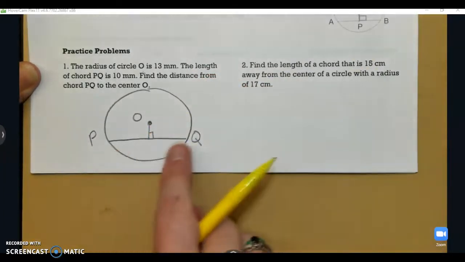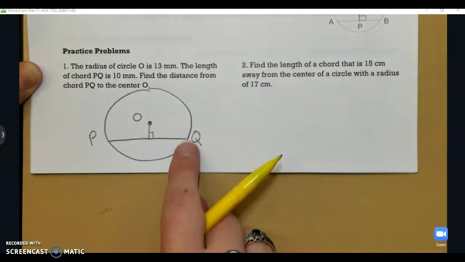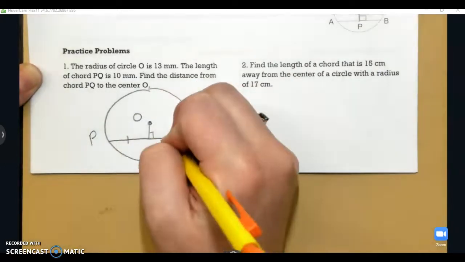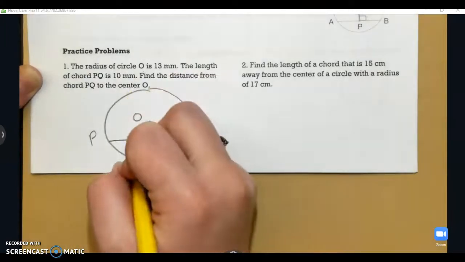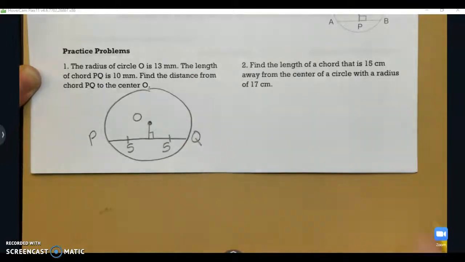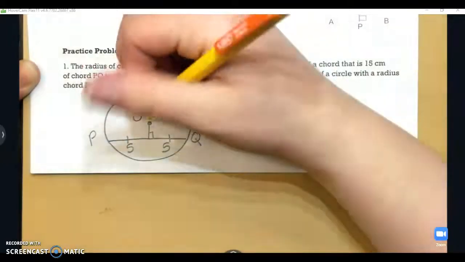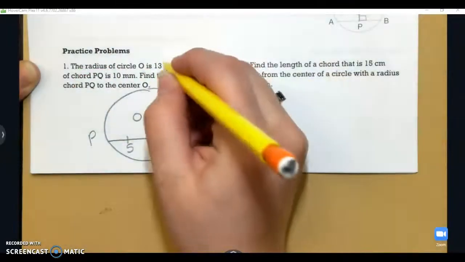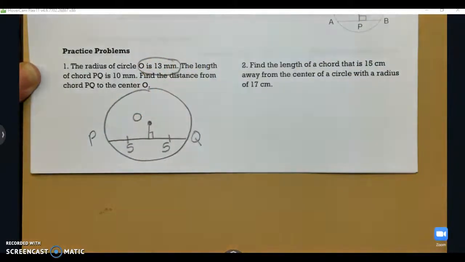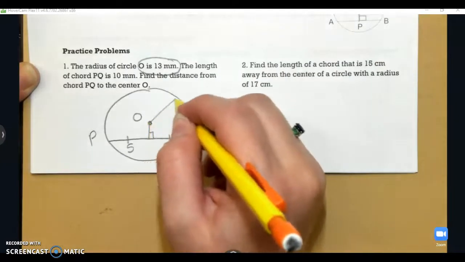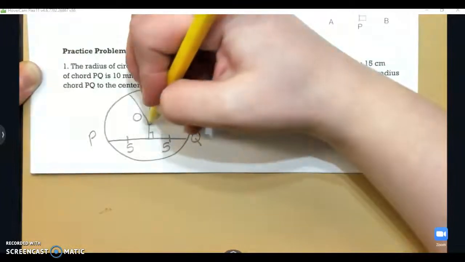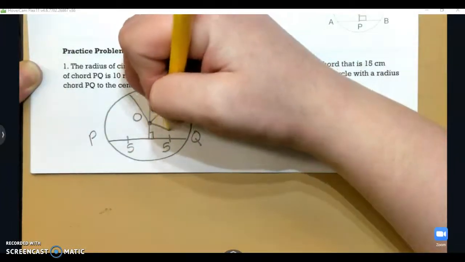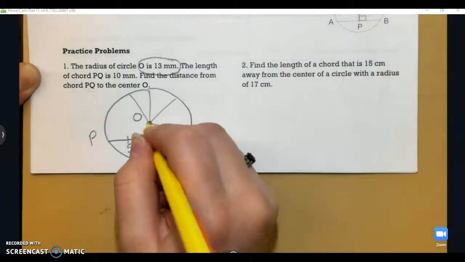Now, when I draw this perpendicular segment to PQ, it's going to bisect that chord, meaning if it was 10 millimeters from the beginning, each of these pieces is now going to be 5. And I can draw in the radius of my circle because that's the other piece of information I was given, that the radius is 13 millimeters. You can draw the radius anywhere, from the center to any point on your circle, but where it's helpful here is to draw it to the end point of that chord, so either to Q or to P.